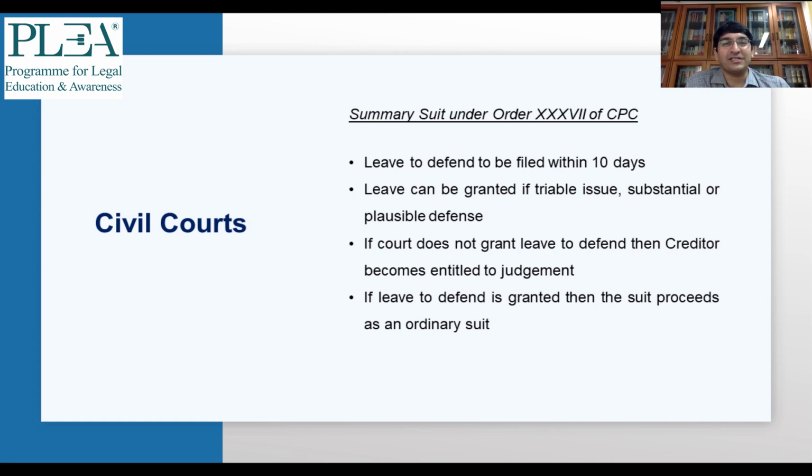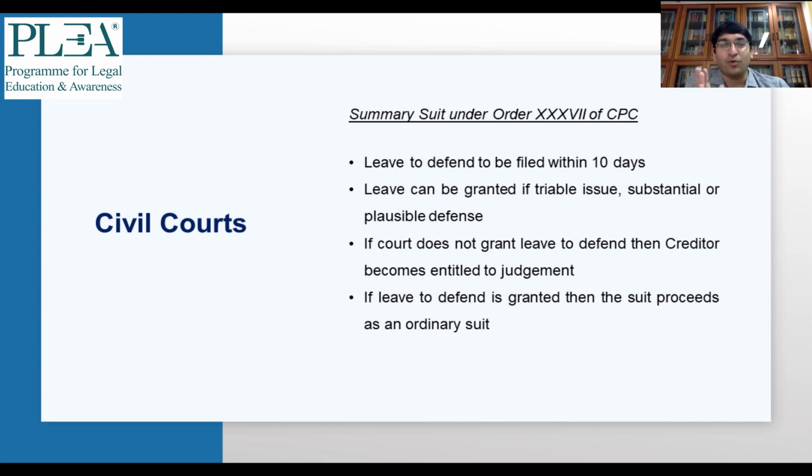Now suppose in this case the court feels that he does not have any defense, for instance, in the past he has accepted the goods, agreed to make the payment, and asked for more time to make the payment. Then the court may feel that he does not have any defense, and in such a case it may not grant him leave to defend.